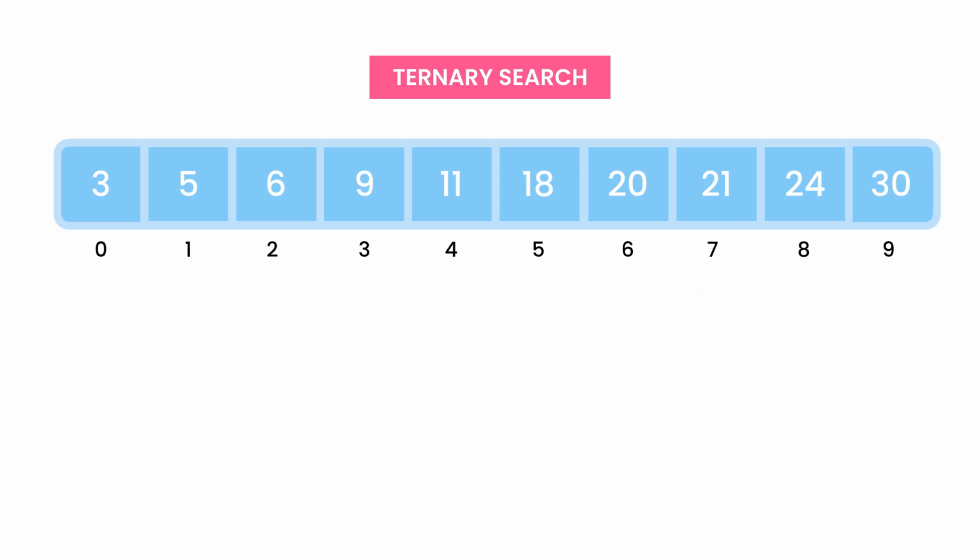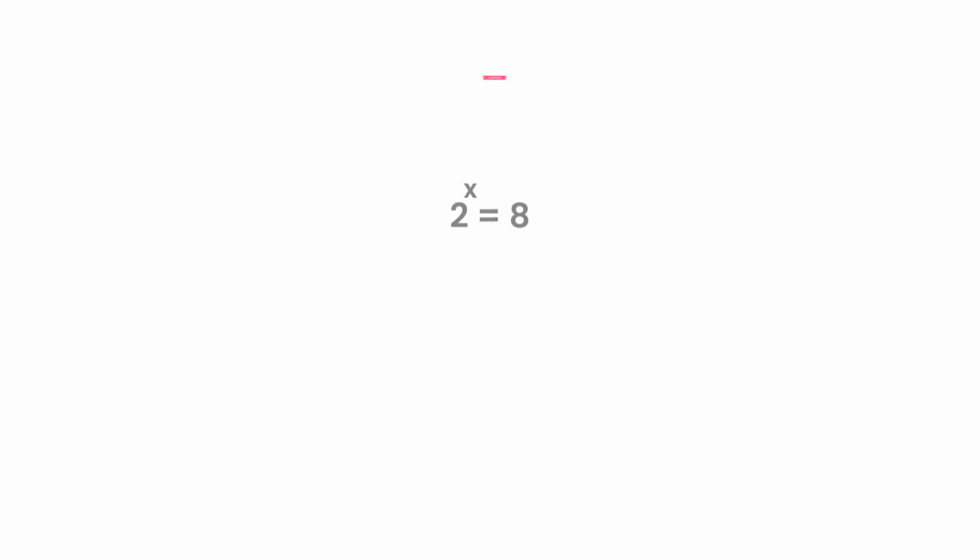Now, what's the time complexity here? It's log base 3 of n. What is this base 3? Well, let's take a break from programming and go back to math. Look at this equation. 2 to the power of x equals 8. What is x here? It's 3.